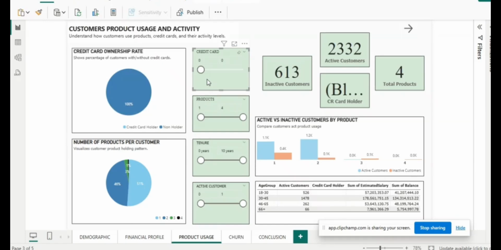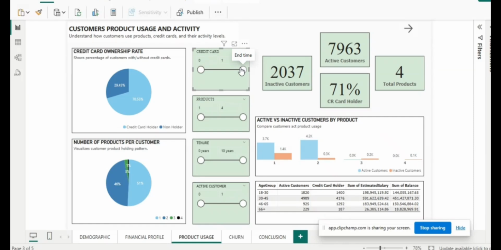So we can see from this particular filter, this filter is for credit card owner. So I clicked on no credit card holder. You can see the visualization, credit card holder is blank. So let me take it back, I mean, customer with credit card. You can see that the bank is really doing well. Number of products, the same thing for that.